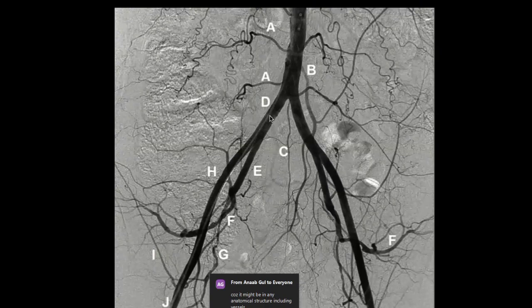Okay. Now you know the momentum has started. So D is what? Common iliac, right? Common iliac. Excellent. H? This is an external iliac. Right external iliac. E is right internal iliac. Excellent. Shall we go down to J?